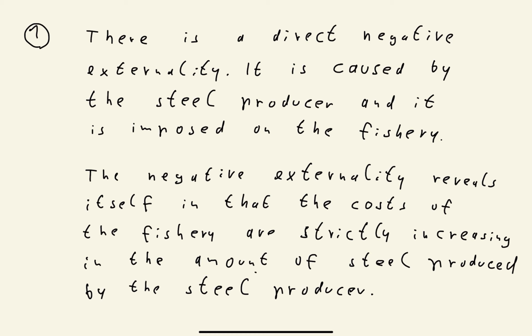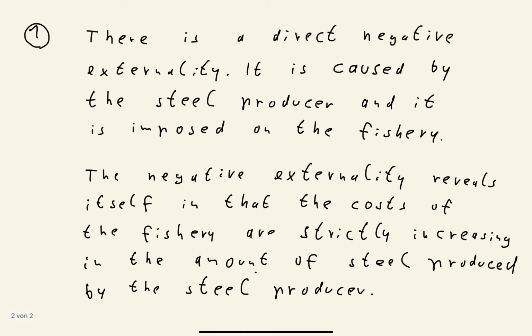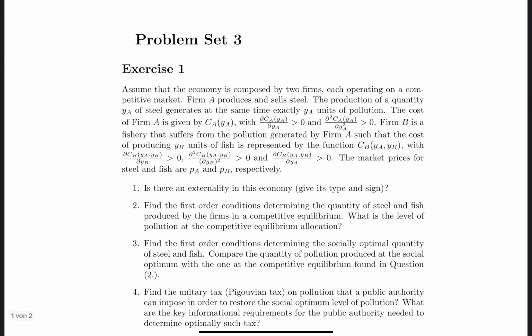Again, this finishes sub exercise 1. Let me just check the numeration here. Yeah, so it's exercise 1, sub exercise 1. Okay, this brings us to sub exercise 2, where we have the following. Find the first order conditions determining the quantity of steel and fish produced by the firms in a competitive equilibrium. What is the level of pollution at the competitive equilibrium allocation?